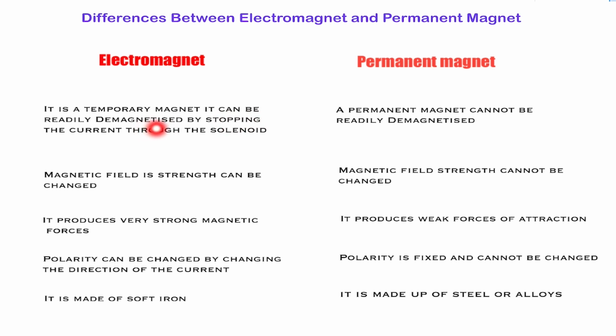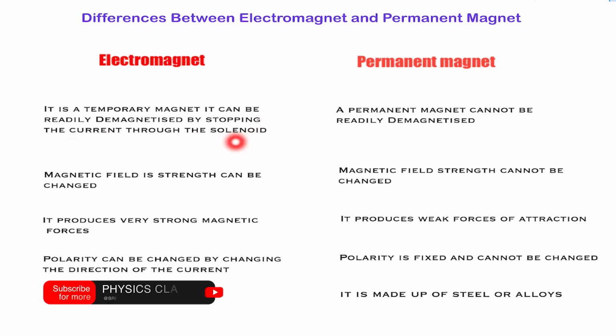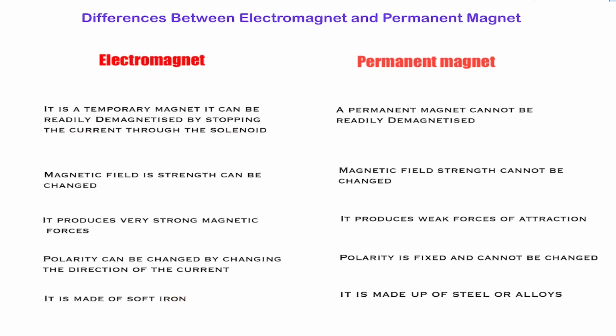It can be readily demagnetized by stopping the current through the solenoid. You can refer to our previous video in which we have discussed the magnetic field strength and pattern of a solenoid and how it can be demagnetized. As soon as we stop the flow of current through a solenoid, it will lose its magnetic properties. Hence, it will also stop behaving as a magnet. So that is the meaning of the first point. It can be demagnetized by stopping the current through the solenoid.